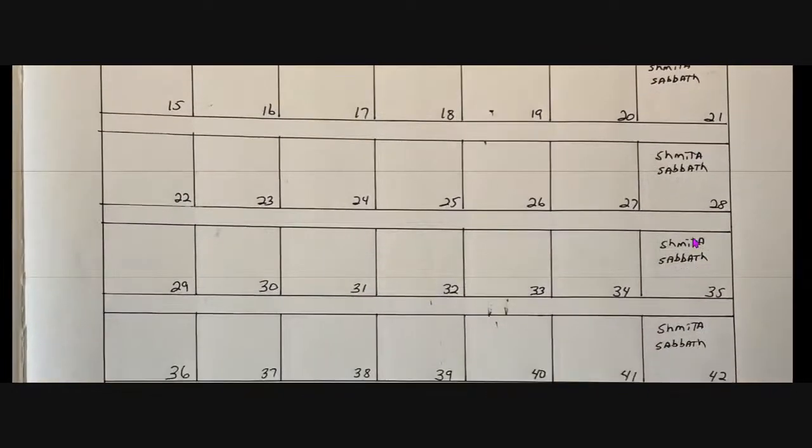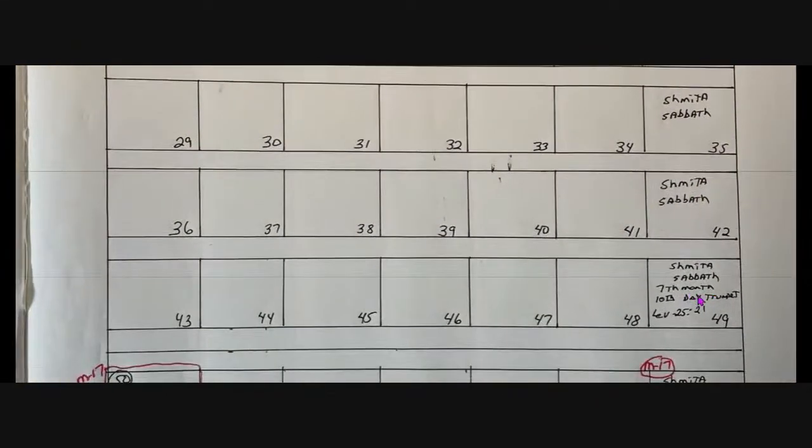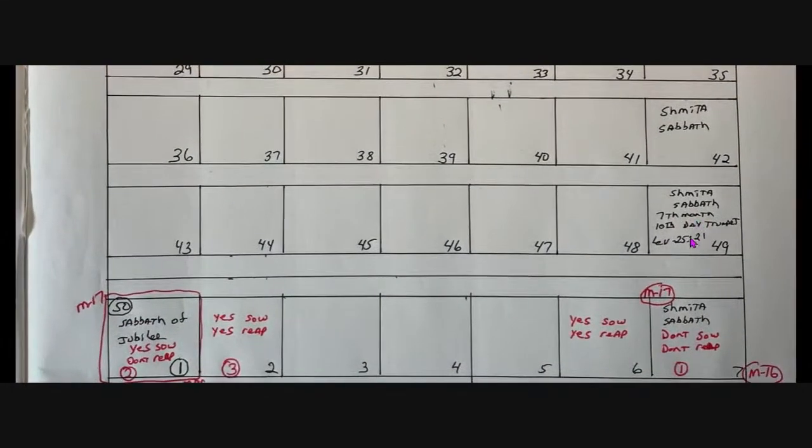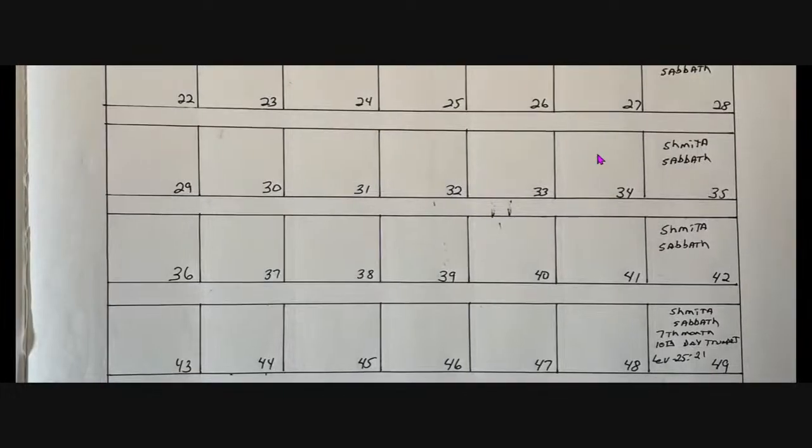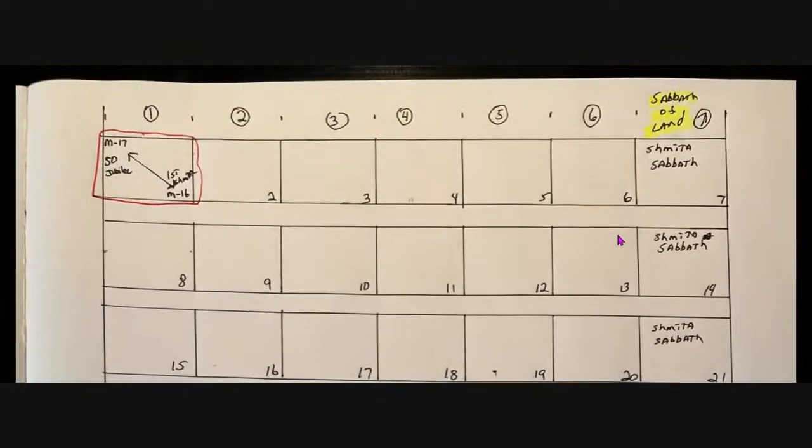7 sets of 7 you shall work. And in the 7th set of 7 you shall neither sow nor reap. This is the 49th year. The year goes from here. This is not the 49th year. The 49th year is down here. That completes the 49th year. That's what I was trying to articulate in the last video.